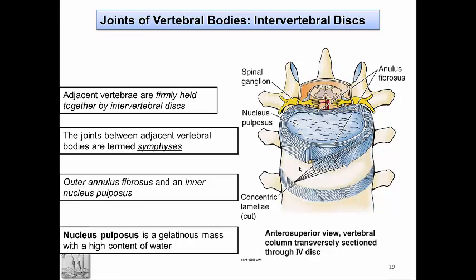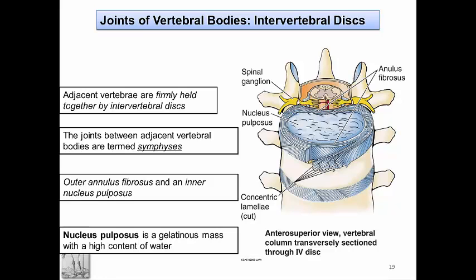Interestingly, on the posterior aspect, the annulus fibrosus is thinner than anteriorly, and this is the reason why most of the time the IV disc will try to herniate out of the posterior region. We know that it can't happen directly in the midline because of the posterior longitudinal ligament, but it can happen in a posterolateral fashion, which is what happens in most of the cases.